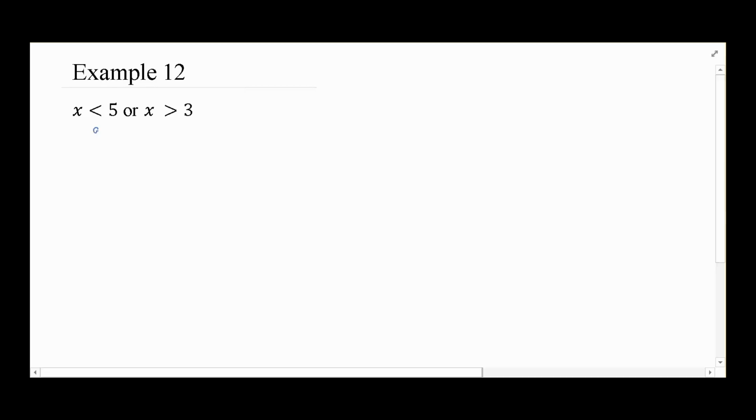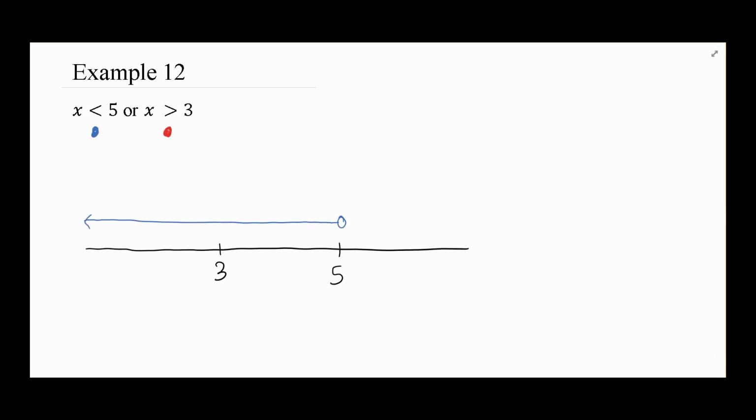Now we'll again go through our first steps of saying this guy is blue, this guy is red. We got ourselves a number line. The important points are 3 and 5. With the blue one, we do not include the 5. We shade stuff to the left. With the red one, we do not include 3. We shade stuff to the right. But it's again important that we have the word or here. You'll get a different answer if it's an or versus an and.